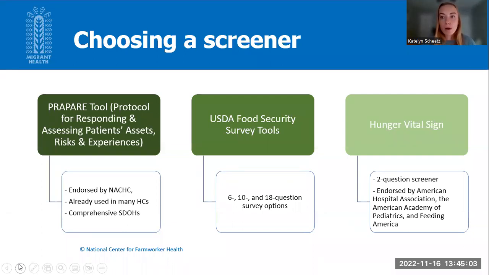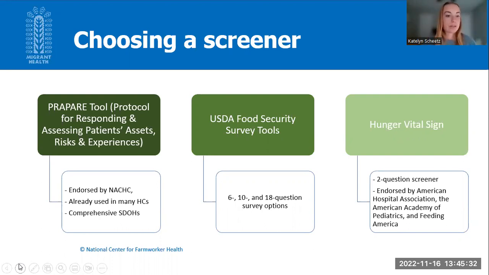So one key decision point that's going to need to be made in the development of your program and the planning for your program is choosing a screening tool. So we have 3 different options that we've outlined here. I'd be really curious to hear if there are any that we missed. And these kind of go from most extensive to most simple.